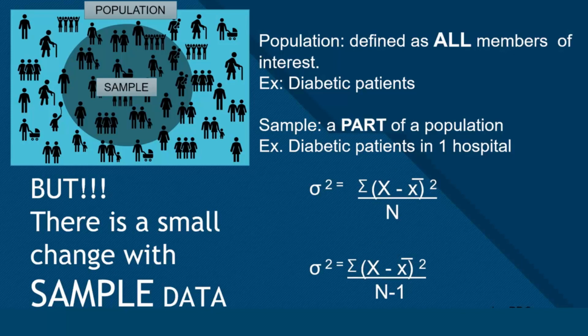So the formula is almost the same, except look at the bottom equation. In the denominator, we have n minus 1. N is the number of observations. So the top formula you see in the right-hand side is the variance for your whole population, and the bottom is your variance for a sample. So all you do is you take n minus 1, and that gives you the sample data.